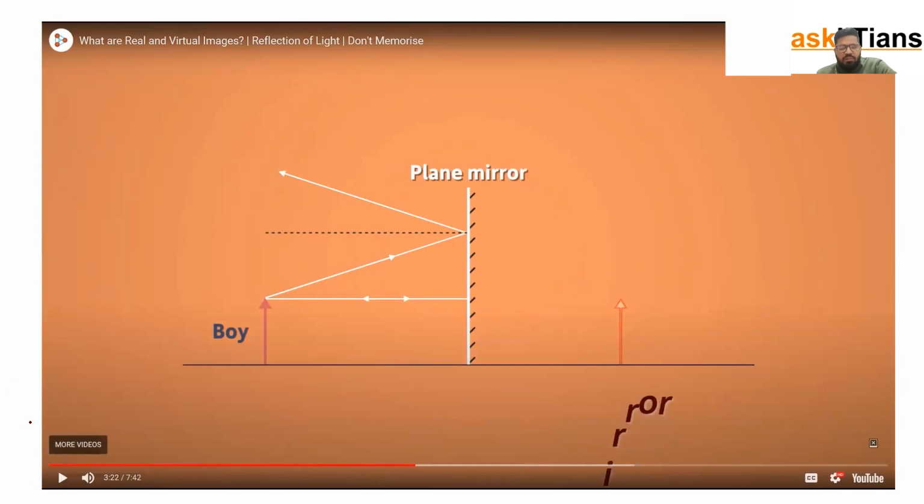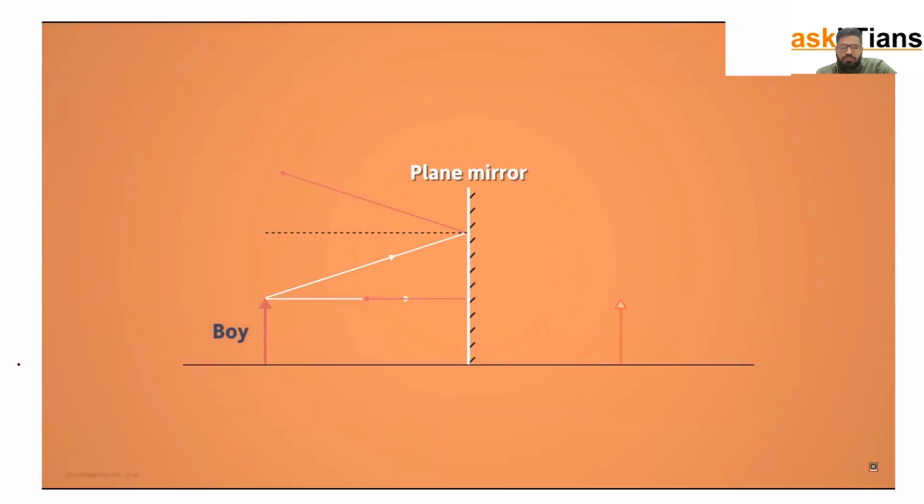If you want to make them meet in actual, they will never meet each other because they are diverging from each other. So you will have to extend them backwards to make them meet at a point. That point where they will appear to meet after extending backwards is behind the mirror. That's why you are getting a virtual image. Send these reflected rays backwards and see what happens. We see that they meet at this point behind the mirror.